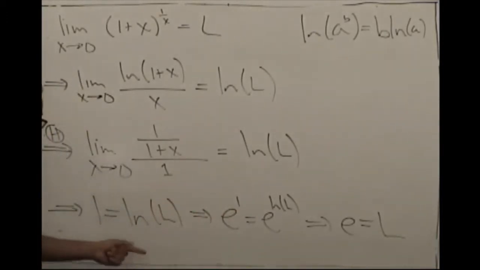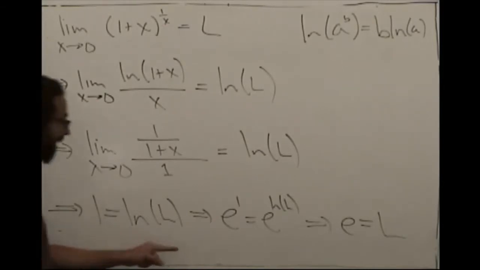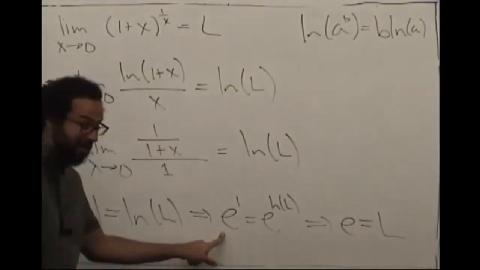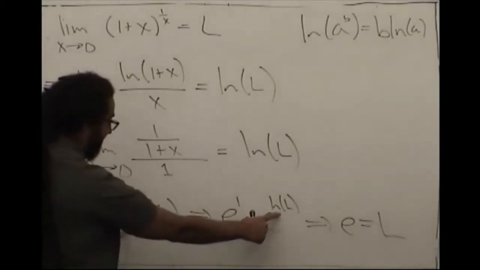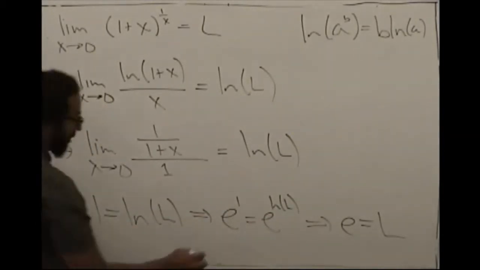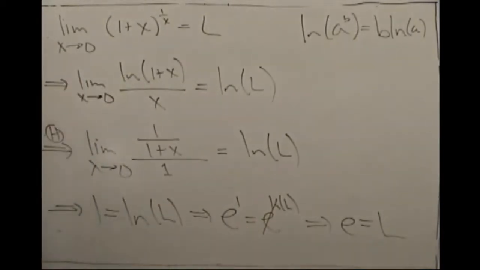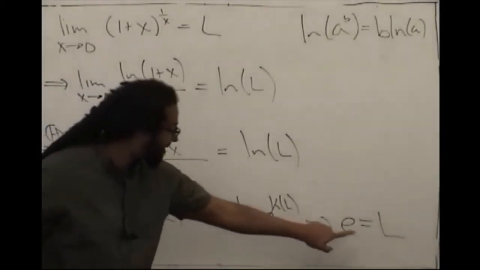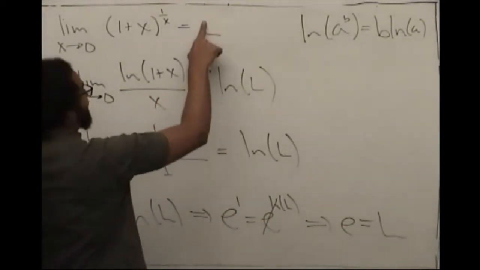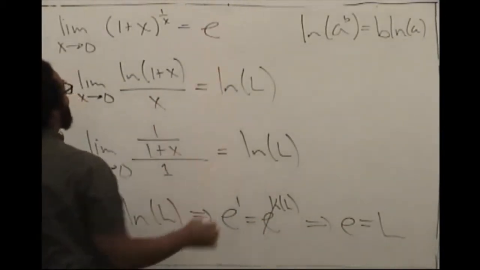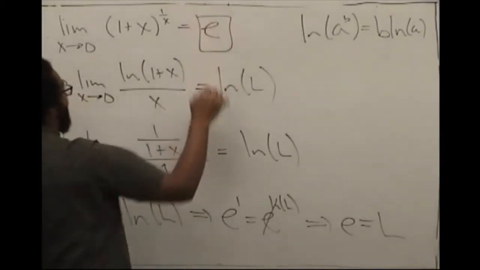And now I can slap an e underneath both sides. In other words, exponentiate both sides. So e to the 1 is equal to e to the natural log of L. And e and natural log are inverses of each other, so they cancel. That says that L is just equal to e. So my final answer is Euler's constant, the number e. So that would be a good final answer.